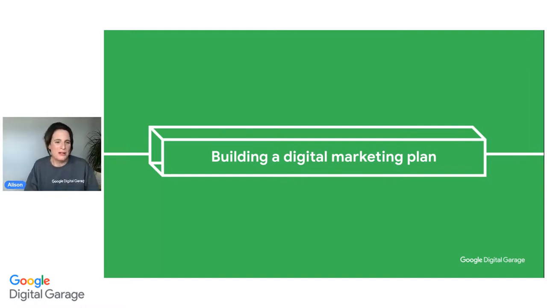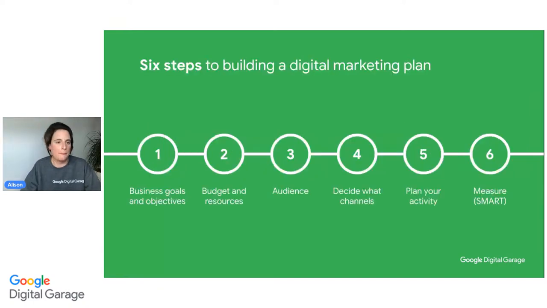So building a digital marketing plan. Let's look at a framework to build a simple digital marketing plan. We say there's 6 key steps to building this digital marketing plan. We're looking at, firstly, your business goals and objectives, then your budget and resources, then your audience, which channels, plan your activity, and then measure with SMART. By being smart when you measure, which is being specific, measurable, assignable, realistic, and time-related objectives. We will cover this as we go through.